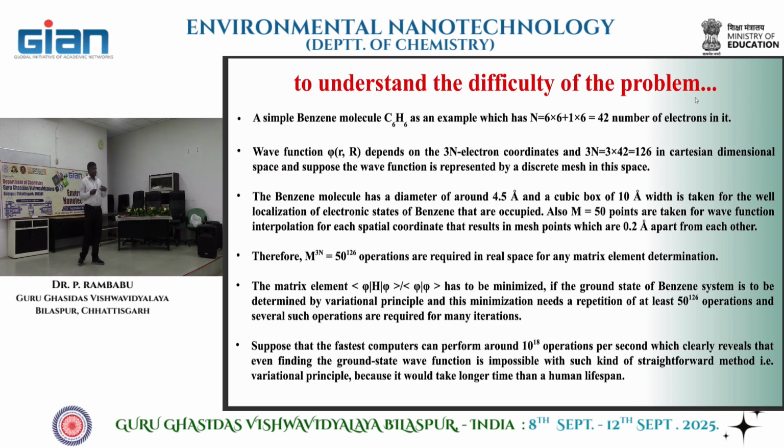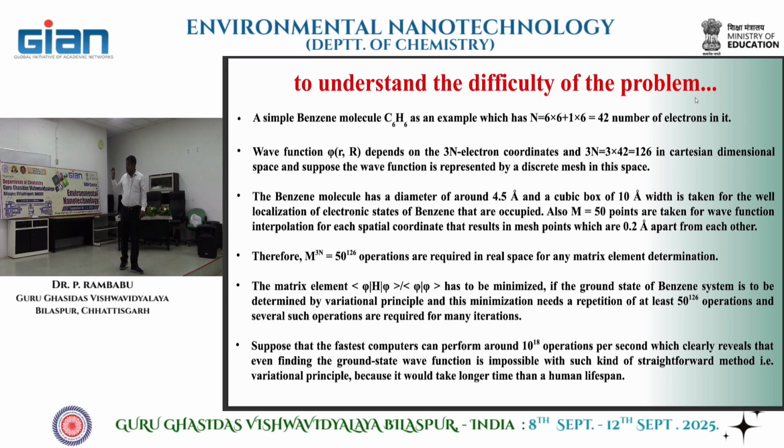So let us try to understand the difficulty that is associated with the many body problem. So what is the difficulty? I will take one example. I will take benzene as an example. Benzene is given by the chemical formula C6H6. So in C6H6, how many electrons do we have? We have C6, 6 into 6, 36, plus 6, 42 electrons in this system. Okay, so we have 42 electrons in the benzene system.